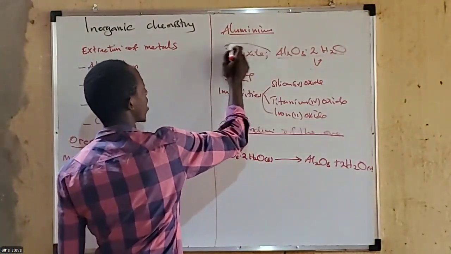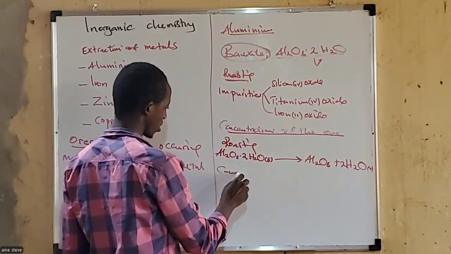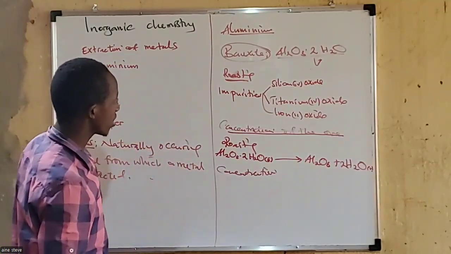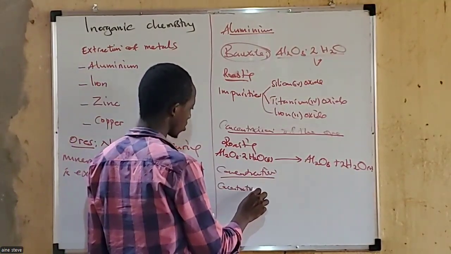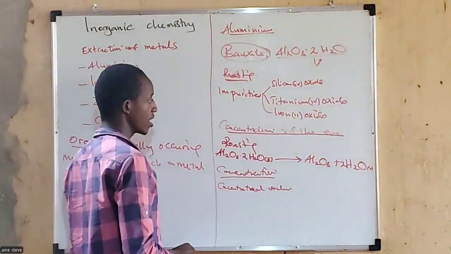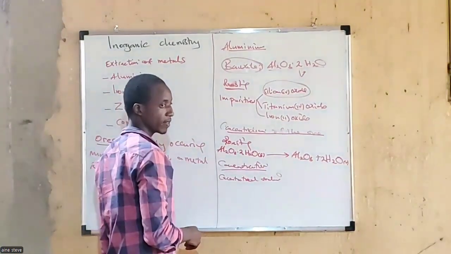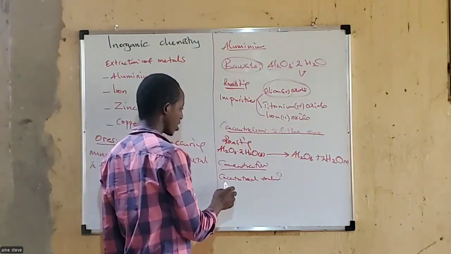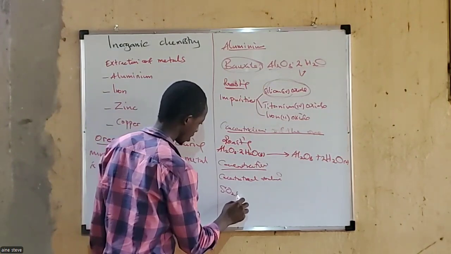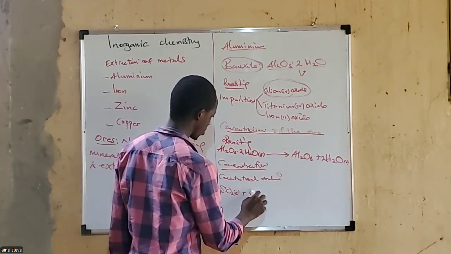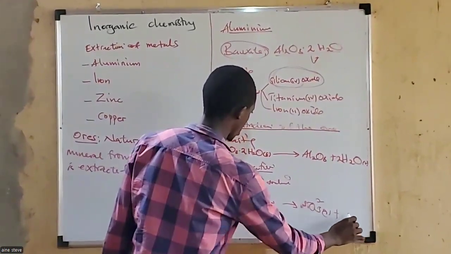So it means that the ore itself still has these impurities. How do you get rid of them? Roasting is the first step. Then you go to the concentration stage where you remove the impurities. Remember, when you are concentrating, you react the ore with concentrated sodium hydroxide solution. This is going to react with silicon 4 oxide, which is an impurity, to form sodium silicate. So silicon 4 oxide reacts with sodium hydroxide to give silicate ions plus water.